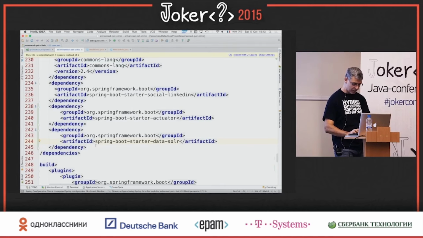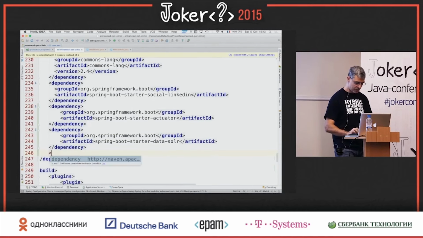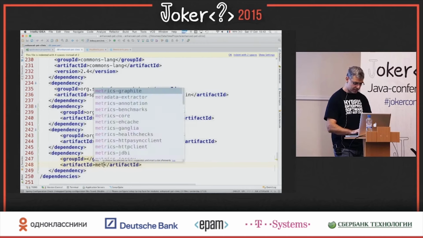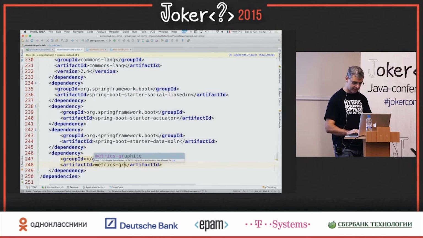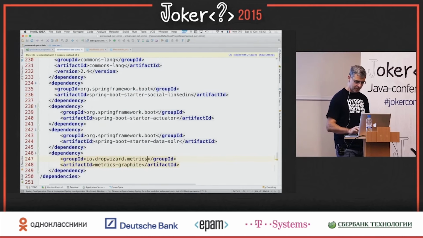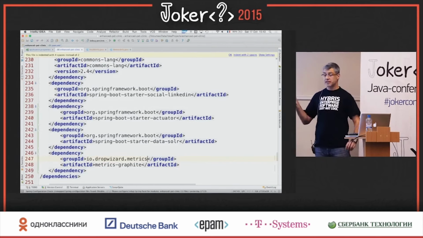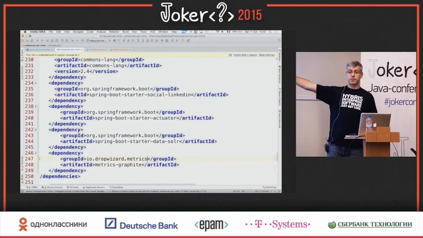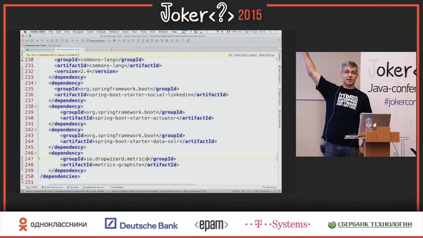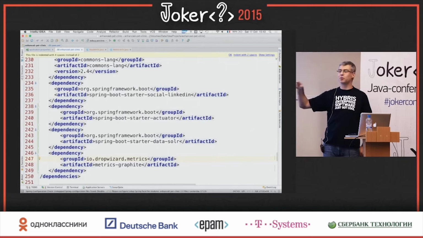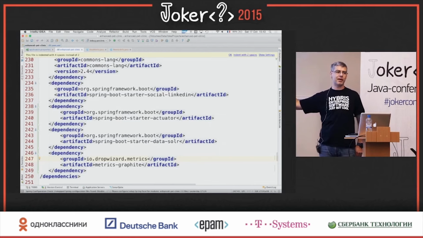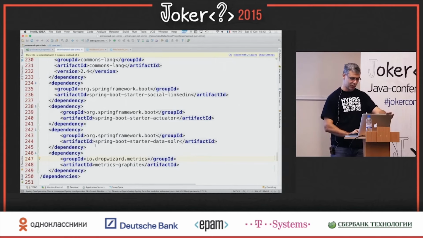So I will add a dependency in my POM, and I will add metrics-graphite. Note that in this case, I don't need to set the version. Why? Because it's in the BOM. That means that the people from Spring Boot are smart enough to know that this is a very important library, and they provide you with the version which is compatible with their version of Spring Boot out of the box. So that's quite cool.